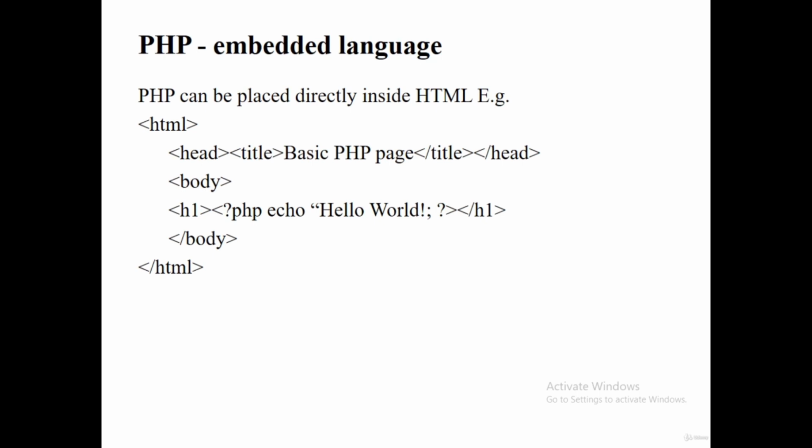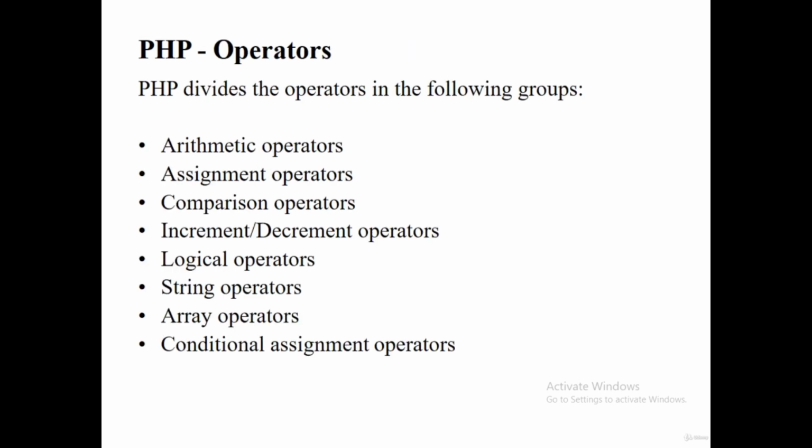We have to embed the HTML with PHP code. So we say that PHP can be placed directly inside the HTML code. Simply we write the HTML tag, then we write the head, title, and body tags, then we write the PHP code. These are some operators in PHP.